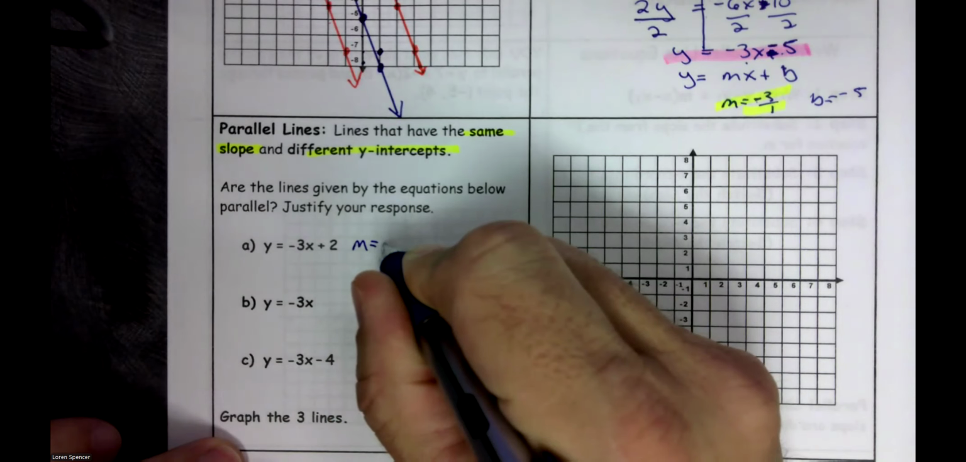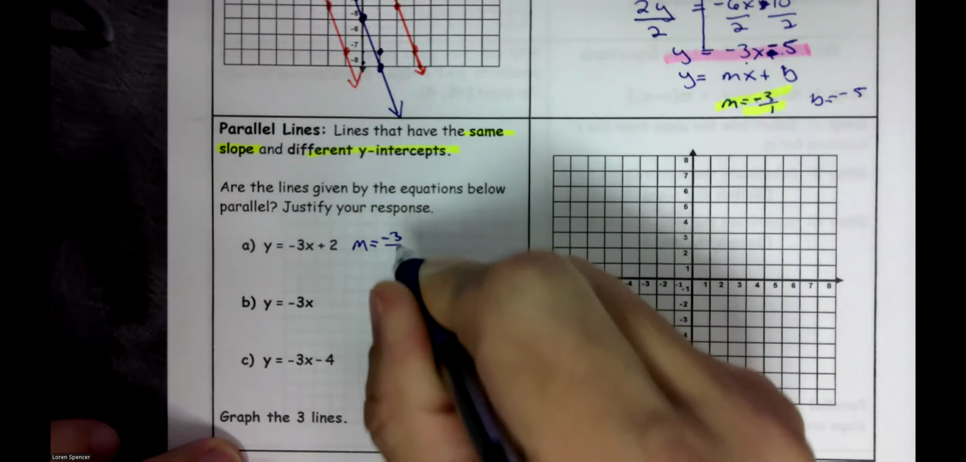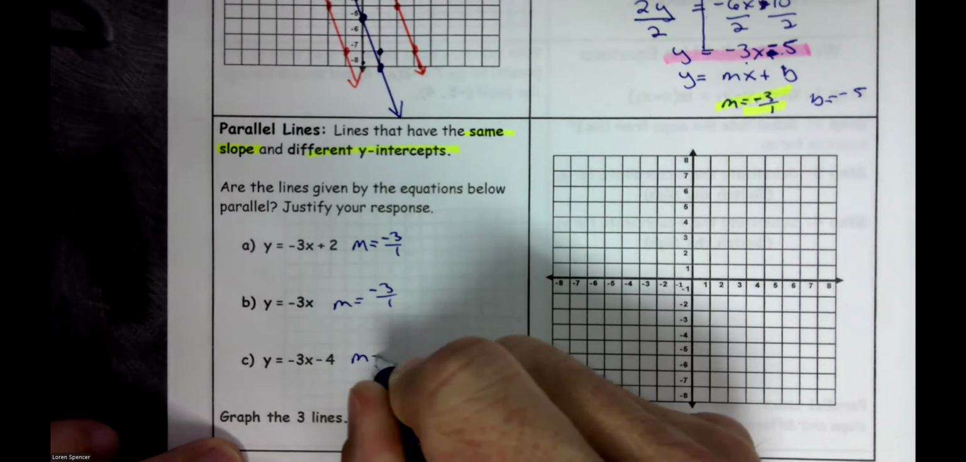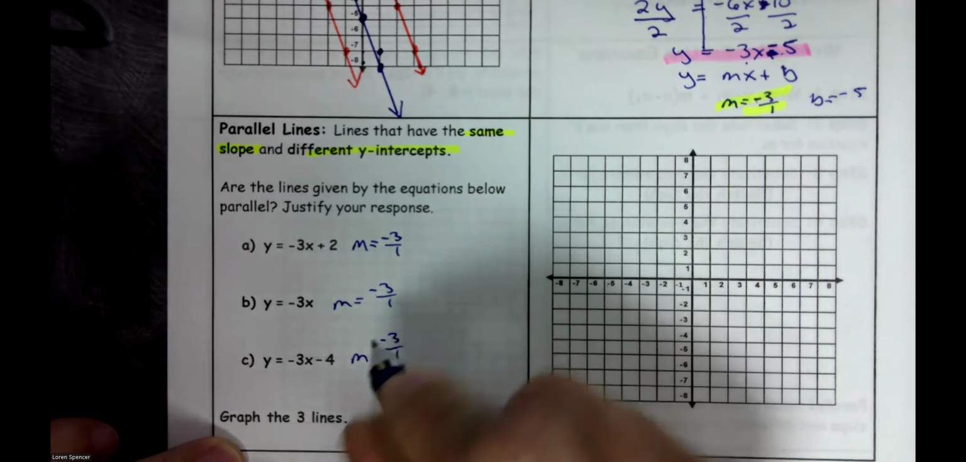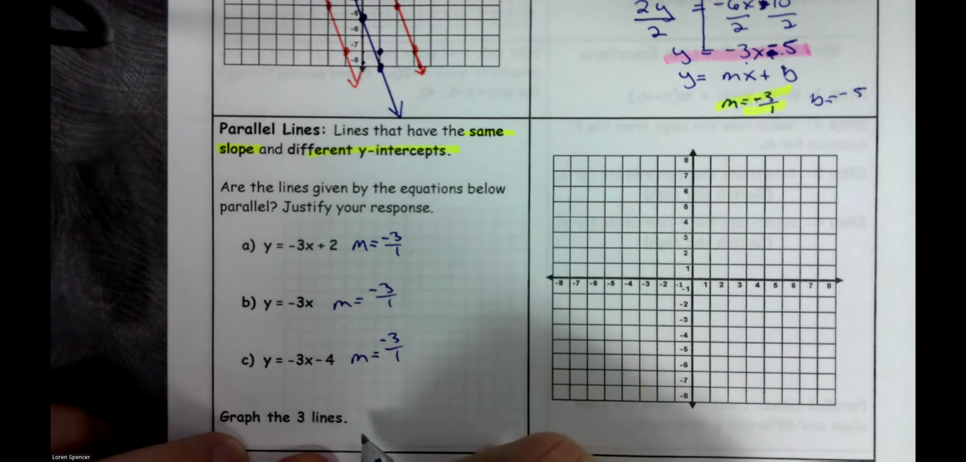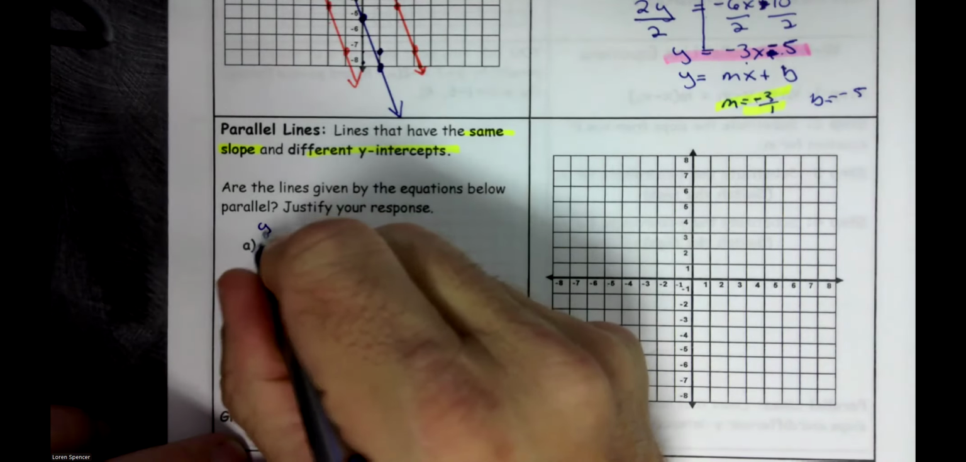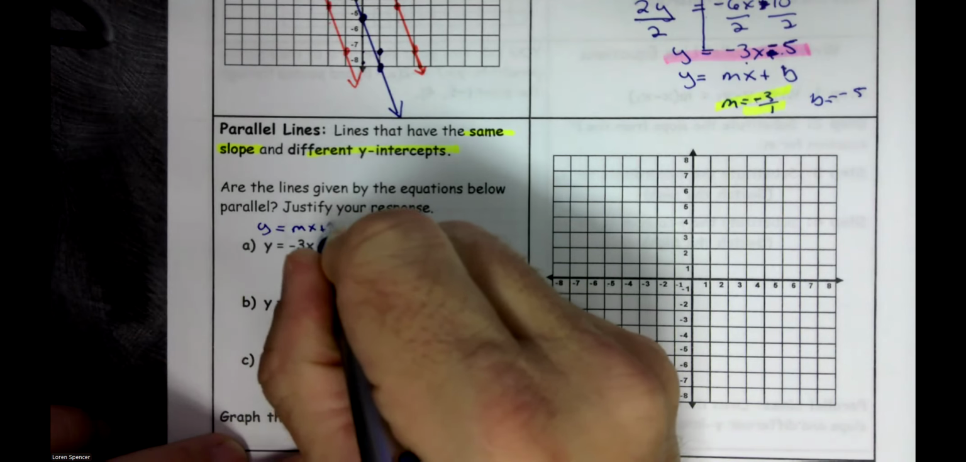Well, I look at it and I go, this is a slope of negative 3 over 1. This has a slope of negative 3 over 1. And this has a slope of negative 3 over 1. So far we're looking good. They have all the same slopes. And remember, this is just because it's y equals mx plus b.